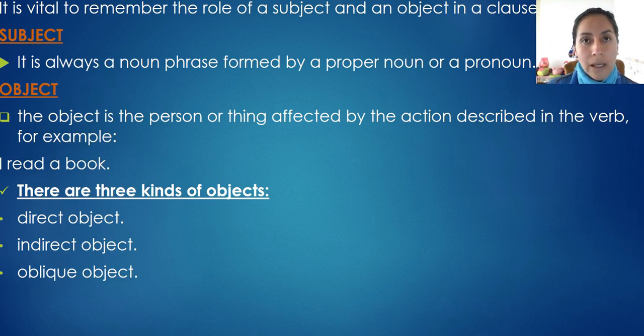For example, I read a book. Book is the object created by the action of reading. And there are three kinds of objects: direct, indirect, and oblique.